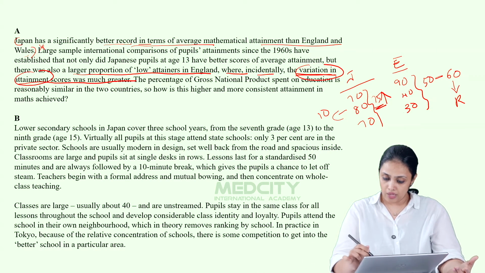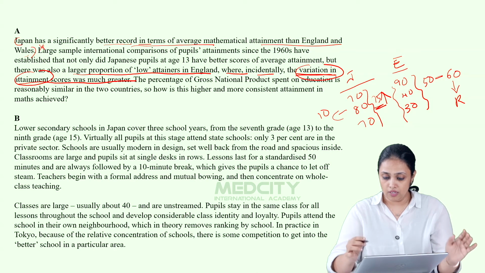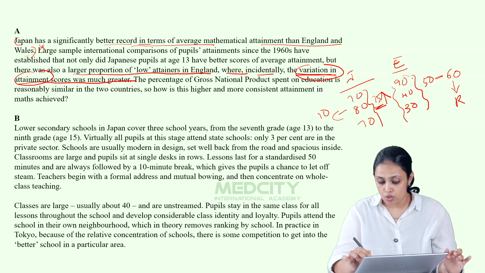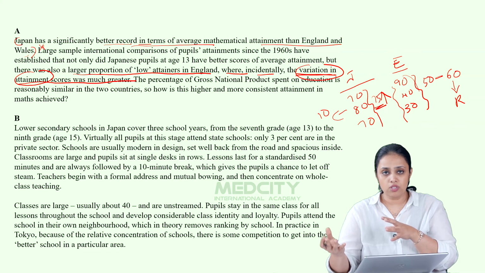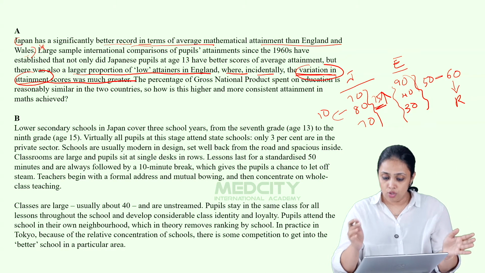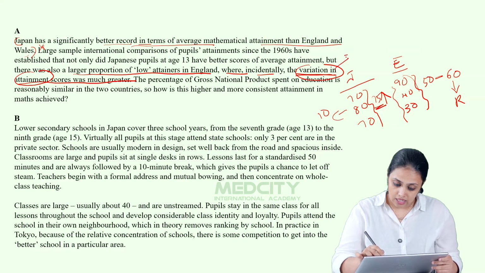Now, what do you mean by the variation in attainment scores? Here, there is not much variation. It's more or less above 70. But when it comes to England, this is just an example, can we say it's above 70 or above 60? It's going in all ways. So here, the variation or the difference between the scores is higher. This variation is nothing but the range.